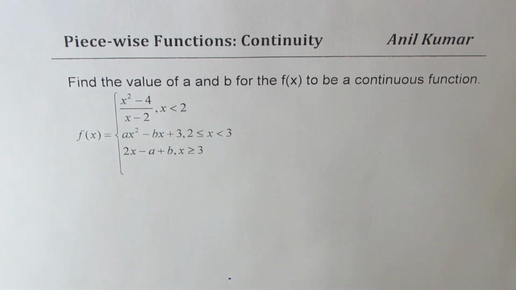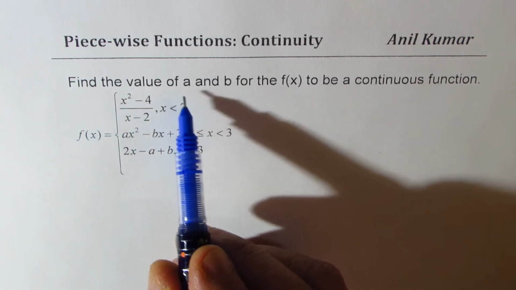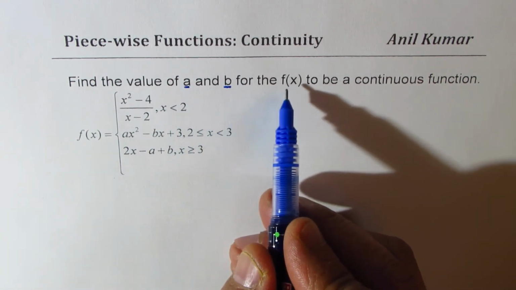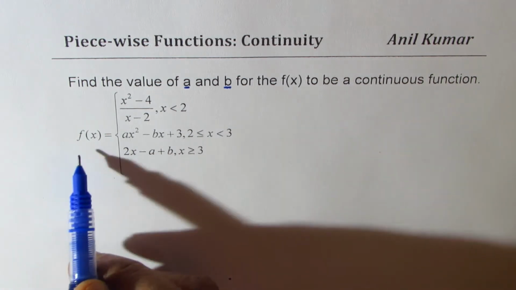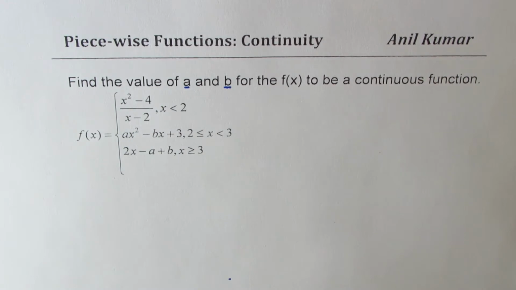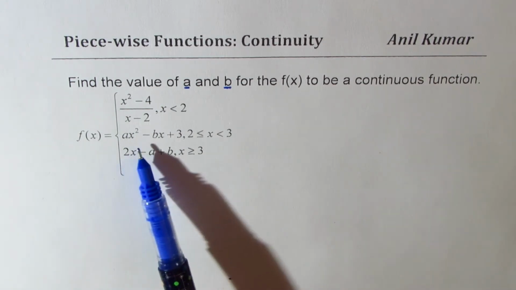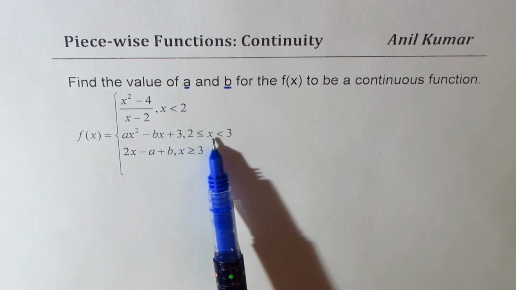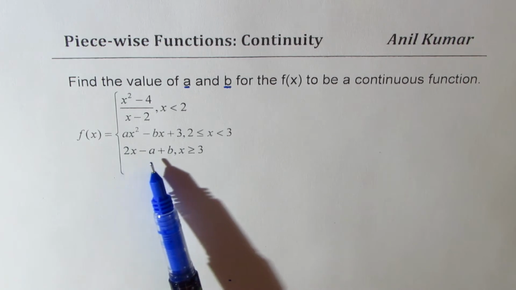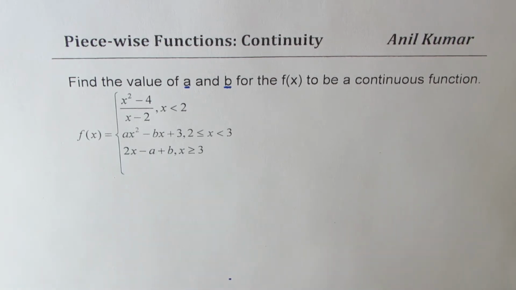This question is from one of our subscribers who wants to understand continuity for piecewise functions. The question is: find the values of a and b, these two constants, for f of x to be a continuous function, where f of x is equal to x squared minus 4 divided by x minus 2 when x is less than 2, ax squared minus bx plus 3 when x is greater than or equal to 2 and less than 3, and 2x minus a plus b when x is greater than or equal to 3.